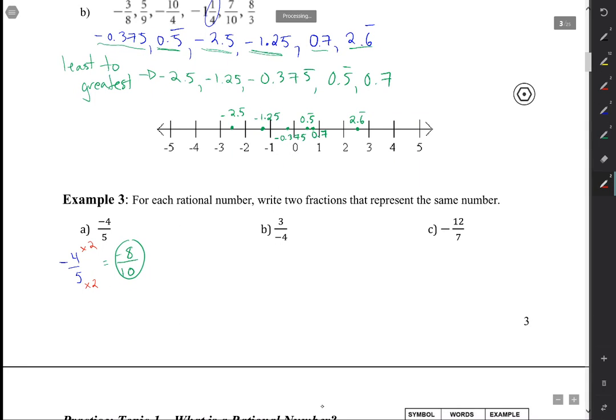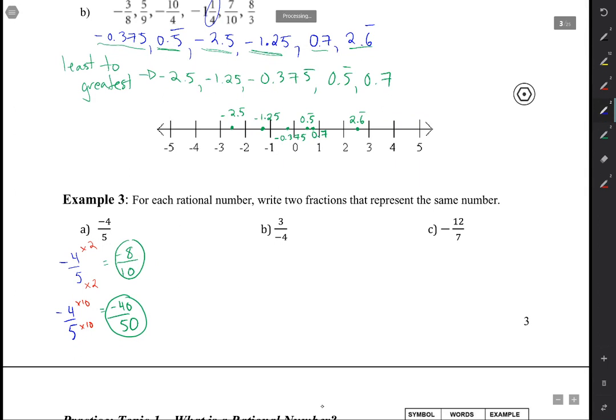And again, you could do the exact same thing, but instead of multiplying by 2, we multiply by 10. That's nice. So that is going to give us negative 40 over 50. Sorry, not negative 50, negative 40 over positive 50. So that is also an equivalent fraction. They're the same number.